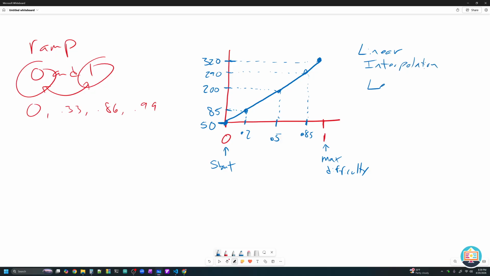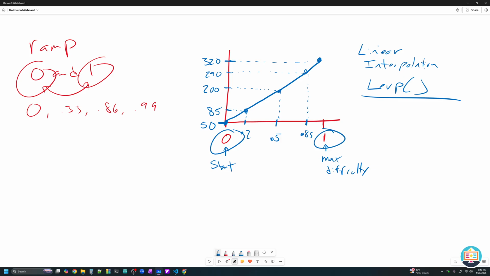Or LERP. Okay, so we're going to talk about the LERP function, and we're going to use it to essentially figure out what value our variables need to be for our asteroid speed and for the number of asteroids that we're going to spawn based off of this ramp. Now, how do we get these ramp numbers?